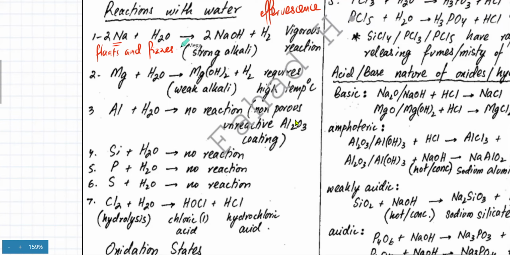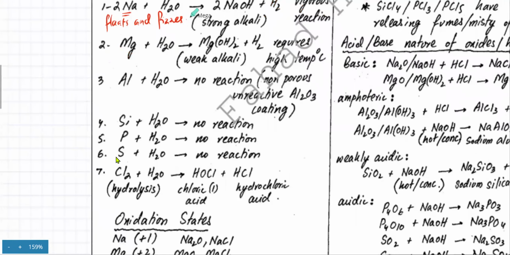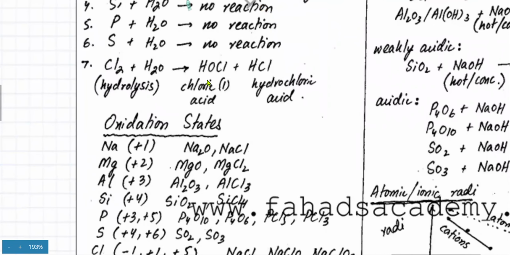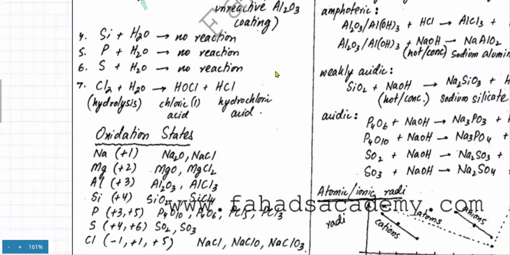Why? Because it has a non-porous, unreactive Al2O3 coating, which you've studied in O levels, and this was a very common question that you got in O levels. That there's this tough, non-porous, and unreactive coating of Al2O3. The rest, silicon, is this giant covalent structure, so it's obviously not going to react. Cl2 reacts with water to form HOCl and HCl. It hydrolyzes. So remember that.